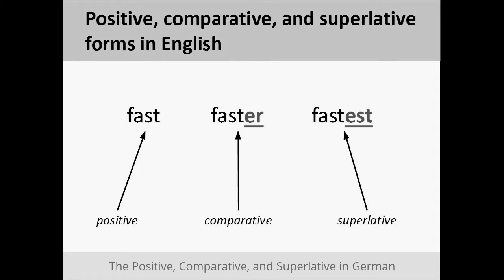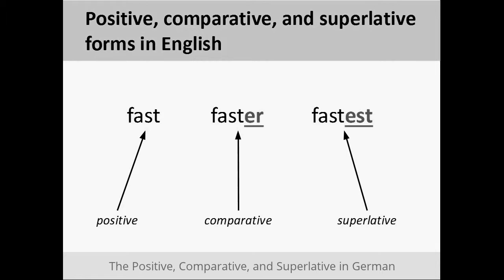When adjectives are used to compare between two persons or things, the comparative form of the adjective is used. In English, the comparative is usually formed by adding the suffix -er to the positive form of the adjective. You can see the comparative form of fast, or faster, on the screen.